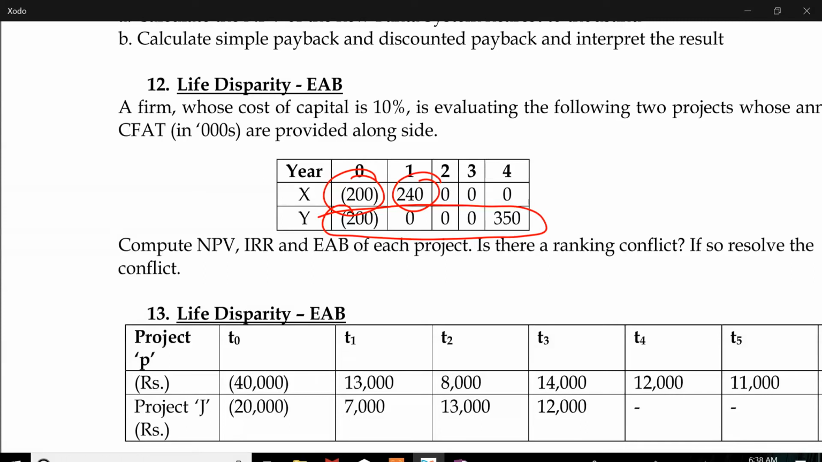Question number 12. NPV versus IRR conflict. Split it into two: life same, life different. Life same, put an arrow mark down: go ahead with NPV.